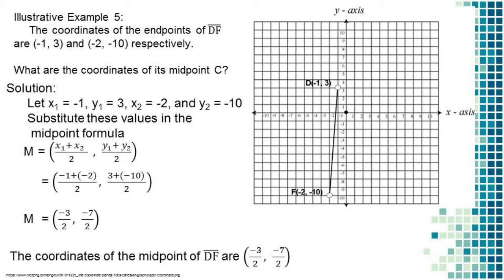So the answer will be: the coordinate of the midpoint of line segment DF is (negative 3 over 2, negative 7 over 2).